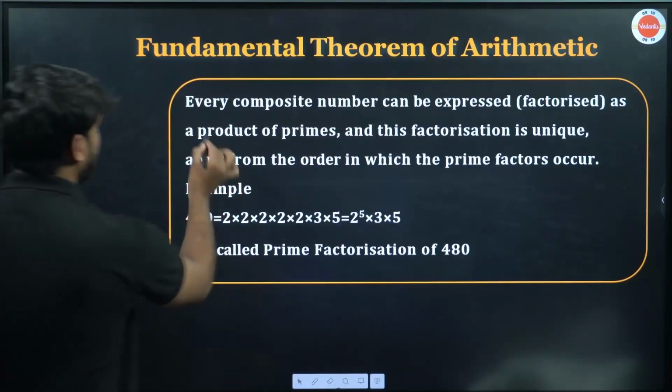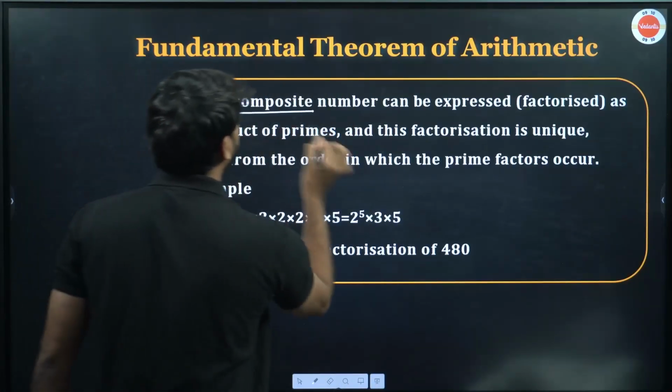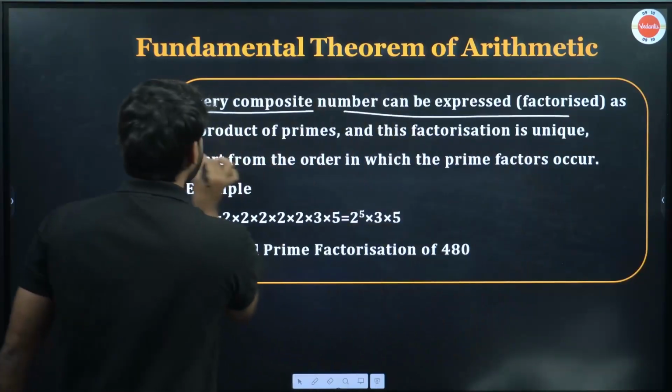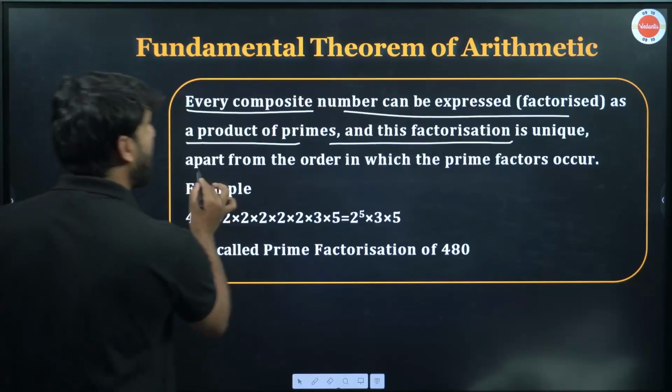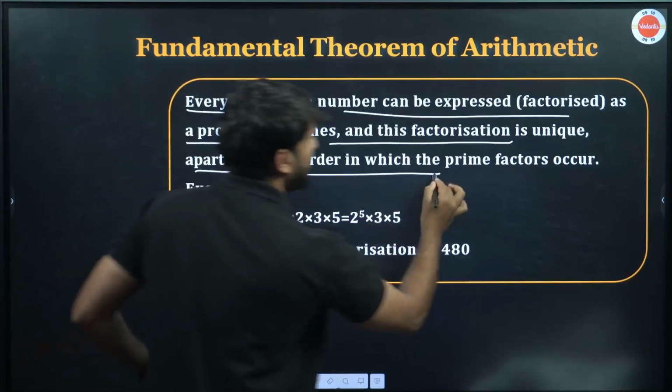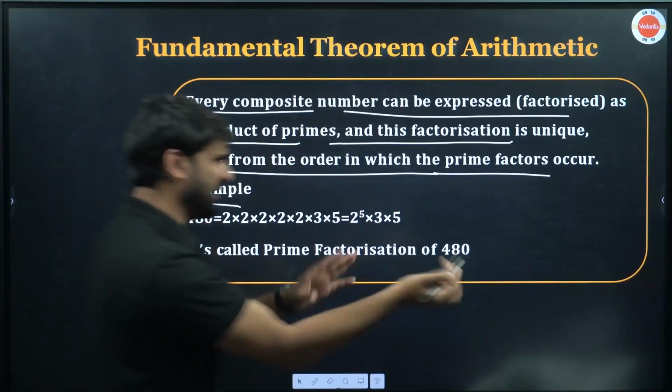Fundamental theorem of arithmetic. This theorem says that every composite number can be expressed as the product of primes, and this factorization is unique apart from the order in which the prime factors occur. Very simple question. Let me give you an example.